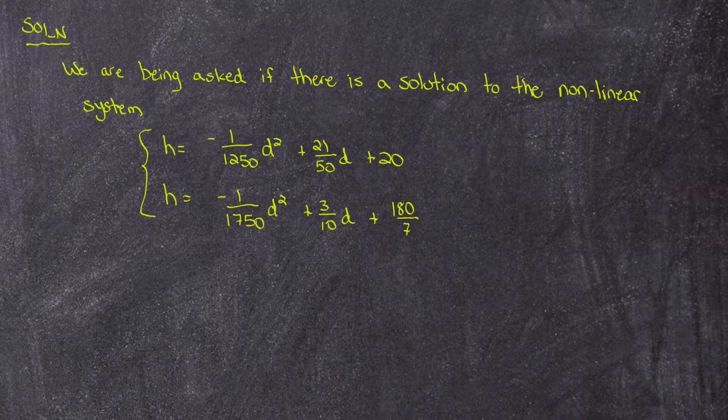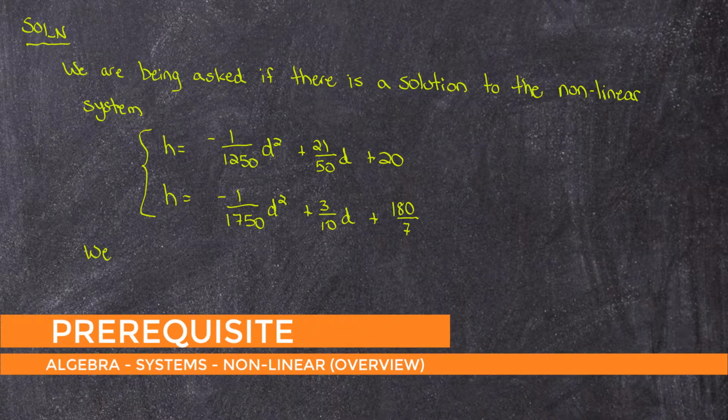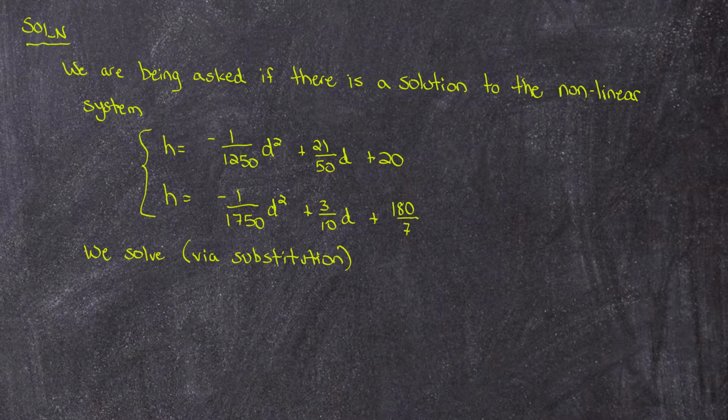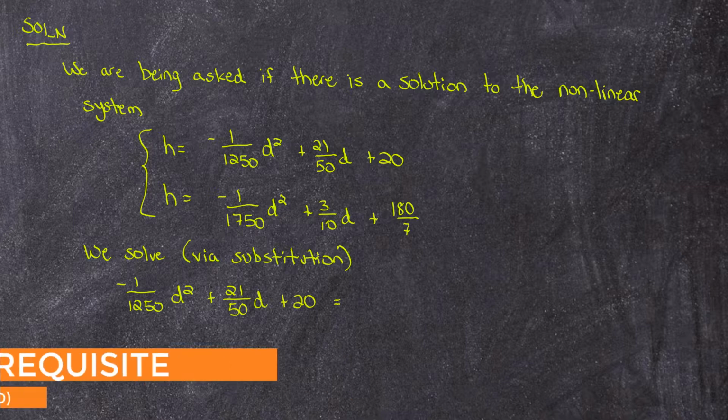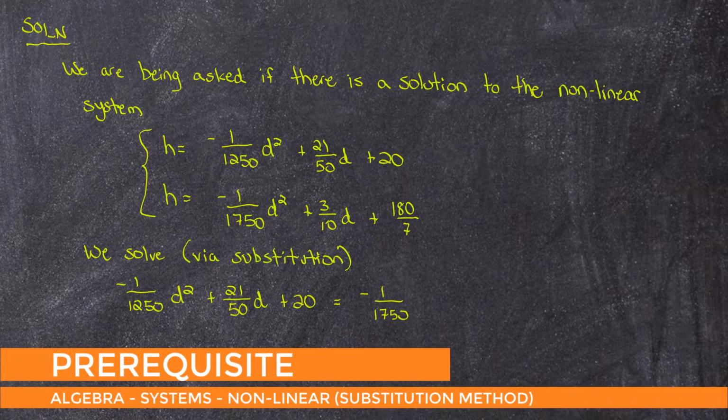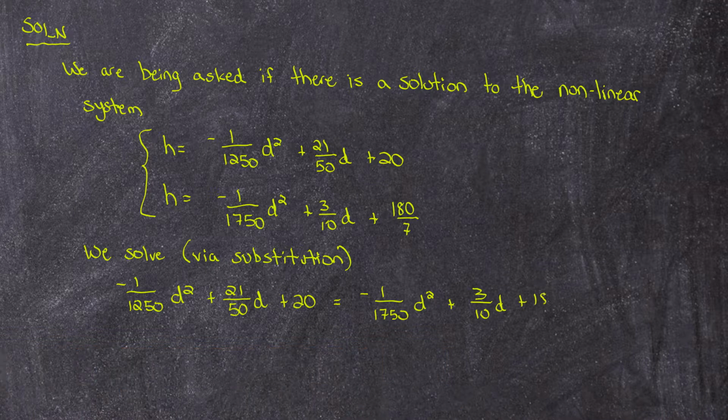What we have here is actually a system of nonlinear equations. Each equation represents the height of a projectile, and we want to know, will these projectiles ever share the same height? Well, luckily, they both share the same output variable, h, so we can set these two functions equal to one another using substitution. Now you can see you have an equation that only contains one variable, d.